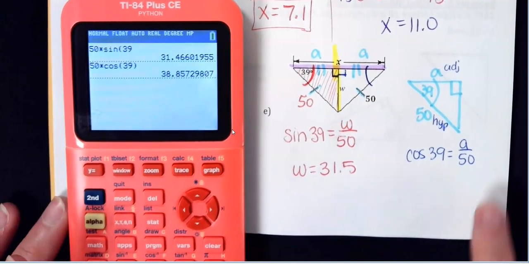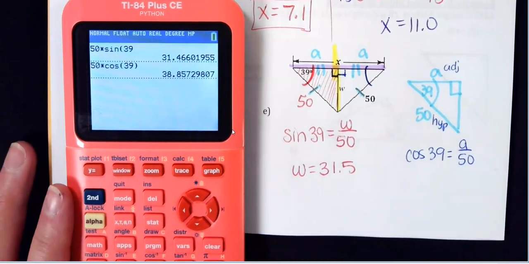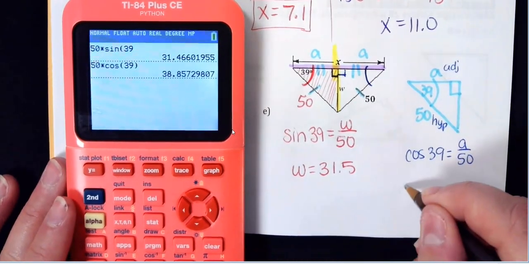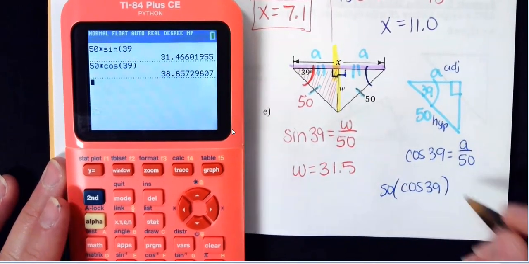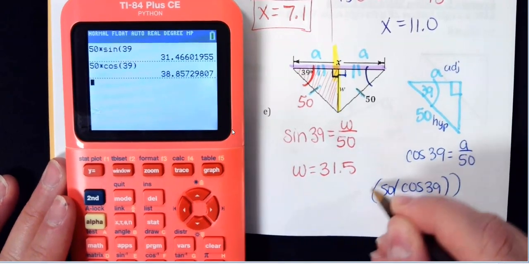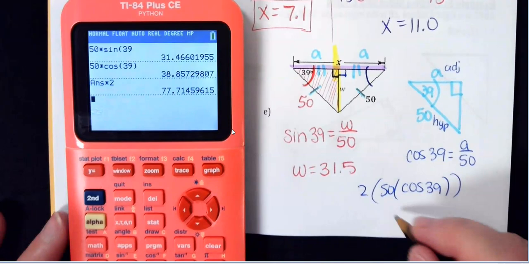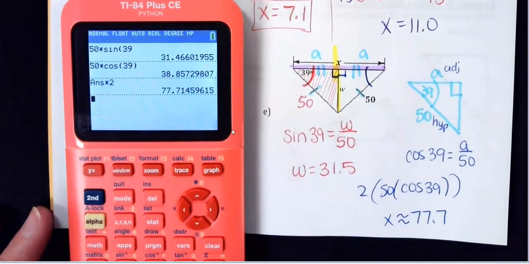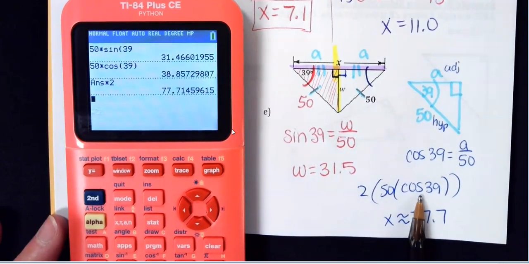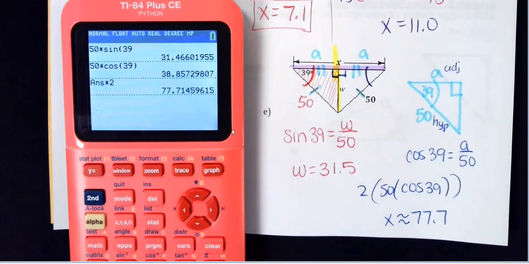All right, now that would be exactly half the side. So I'm just going to take that number. So I'm doing cosine 39, multiply that by 50, right? And then I'm just going to multiply this by 2 to get my answer. That would be the whole side. So I'm going to say x is about 77.7 there. So 50 times cosine 39 would just be exactly half that side, so I just multiplied it by 2. That would give me all the way across the bottom there.